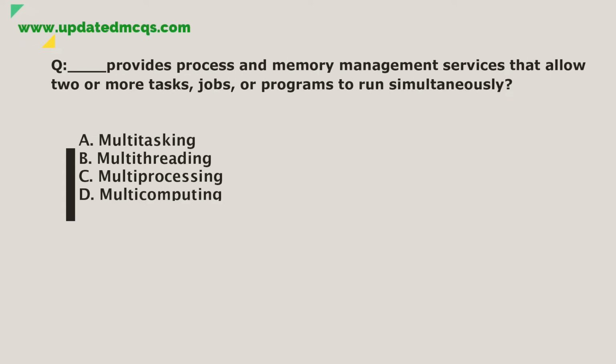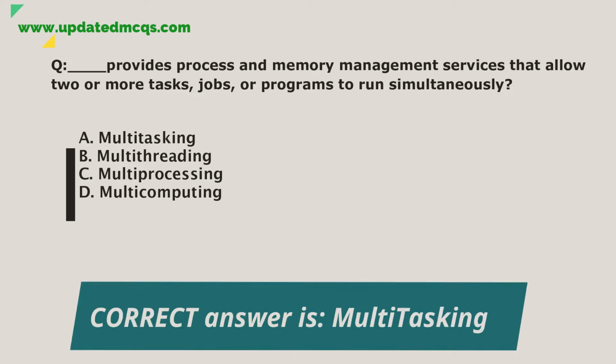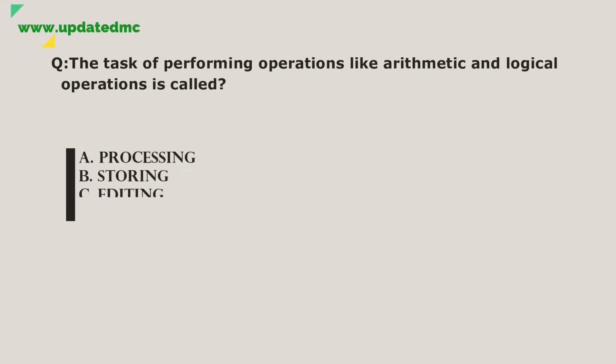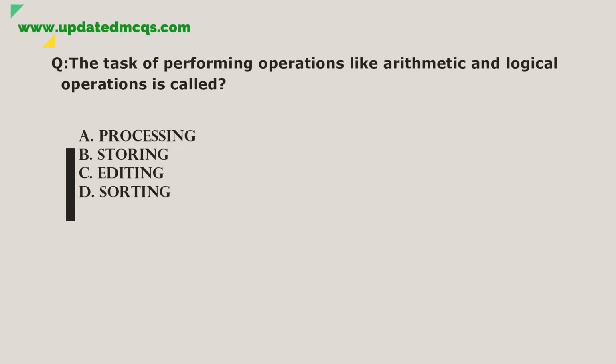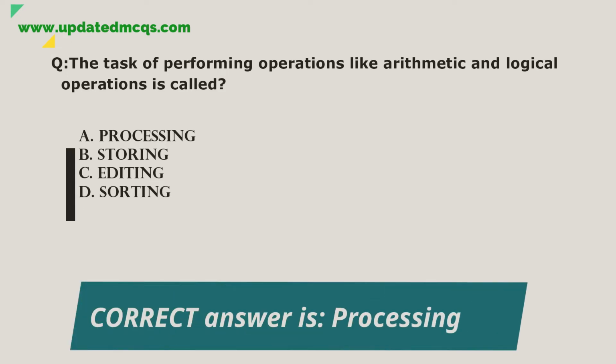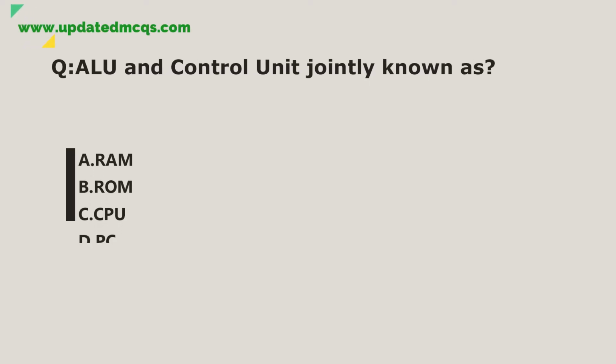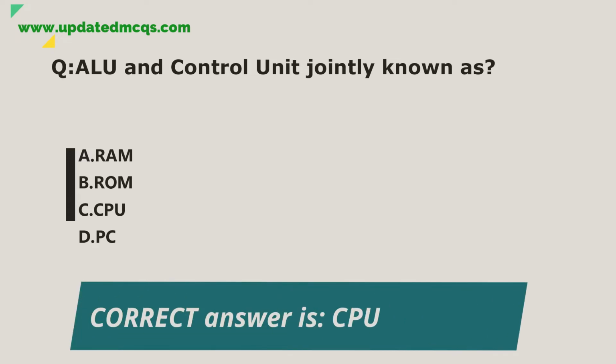Dash provides process and memory management services that allow two or more tasks, jobs, or programs to run simultaneously. Multitasking. The task of performing operations like arithmetic and logic operations is called processing. ALU and control units jointly known as CPU.